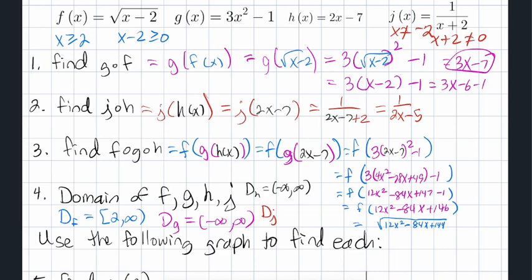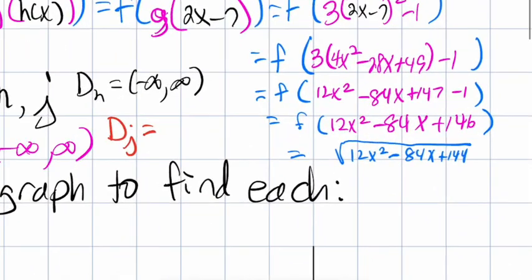So the domain of J is kind of a long one. We have to skip over a value of negative 2. We just have to jump across that, because remember, there's an asymptote there. So we're going to go from negative infinity up to negative 2. We're going to leap across it, and then we're going to keep going forever and ever. The only value that does not work for that fractional function is the value negative 2. Okay? So those are domains.